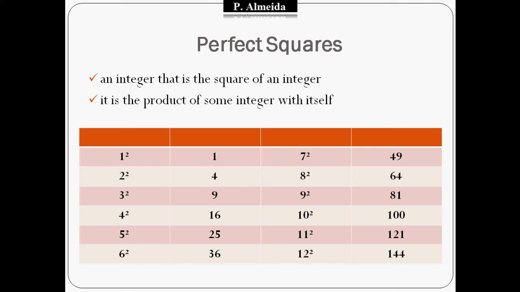So 5 times 5 is 25. That's an example of a perfect square. So in other words, it is the product of some integer by itself. Anyway, I have here the perfect squares from 1 to 12. So I'm going to give you this just in case you remember.